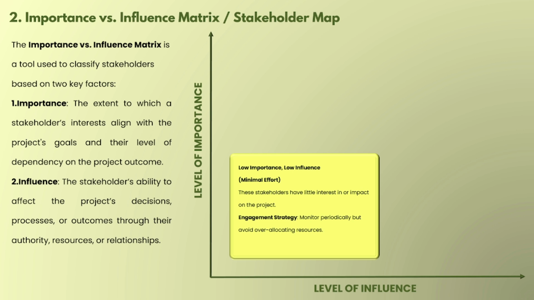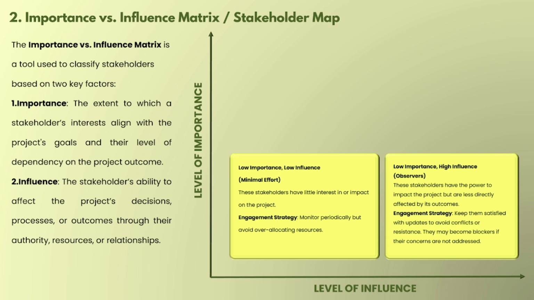They are not the ones who are directly affected by the system outcome, and their influence is very minimal. They can't tell us how to design it or how to deliver it; those things are not in their hands. So these are the low importance and low influence stakeholders as per the importance versus influence matrix. We need to categorize them in this way.